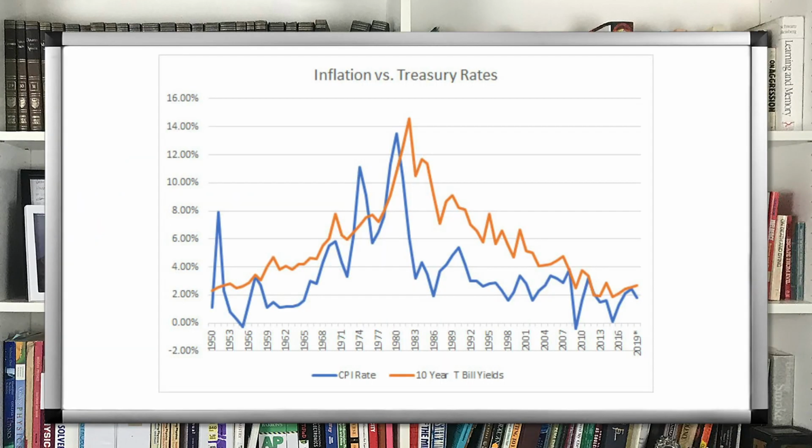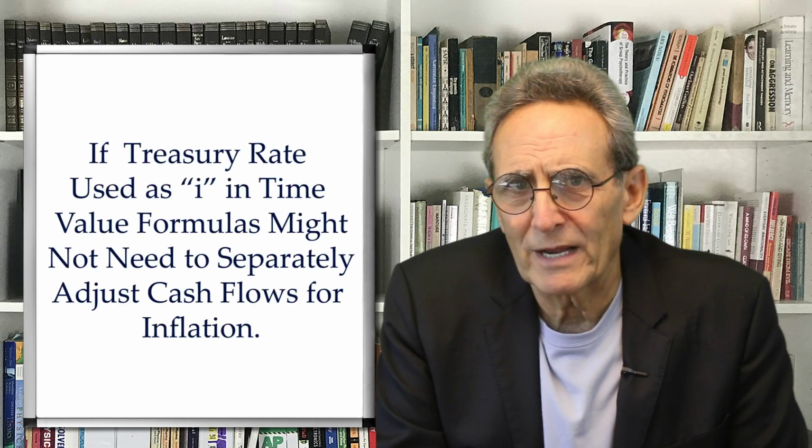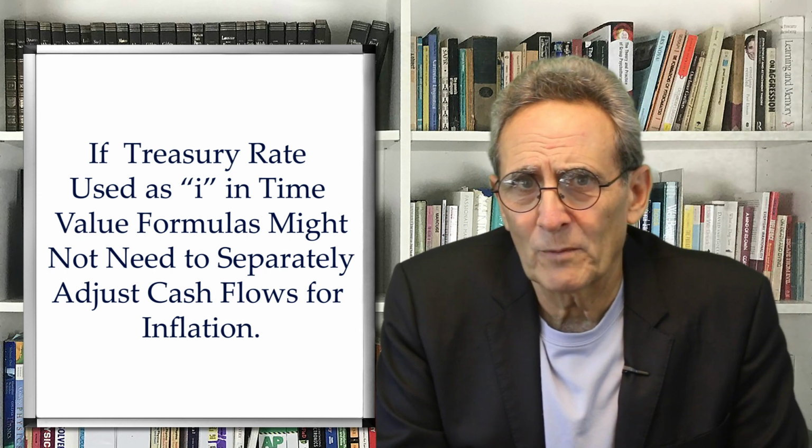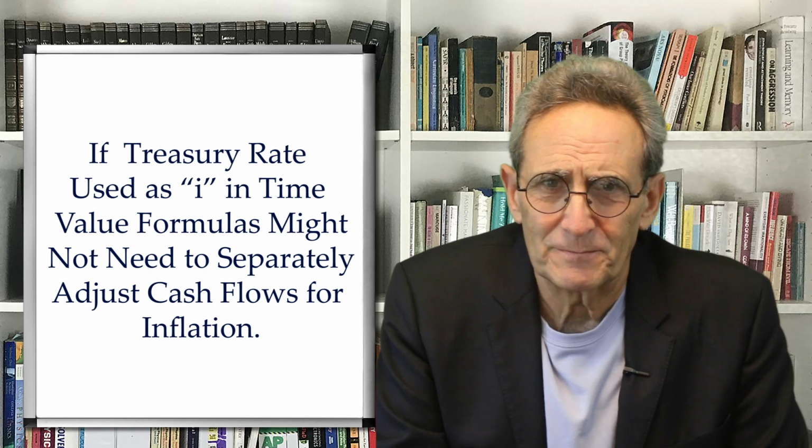Take a close look at this chart, which maps the annual rate of inflation measured by the Consumer Price Index, the CPI, and the average return of the 10-year Treasury note from 1950 through 2019. You can see that the curves track each other very, very closely. Now, if you look closely, you will also note that the Treasury rate in most years is slightly higher than the inflation rate. This would seem to imply that if we use a Treasury rate as our I in time value formulas, we would not need to separately adjust projected cash flows for the impact of inflation.